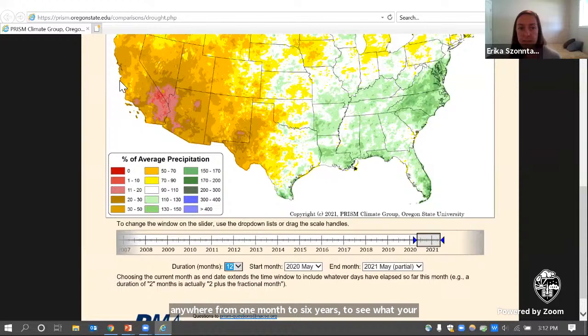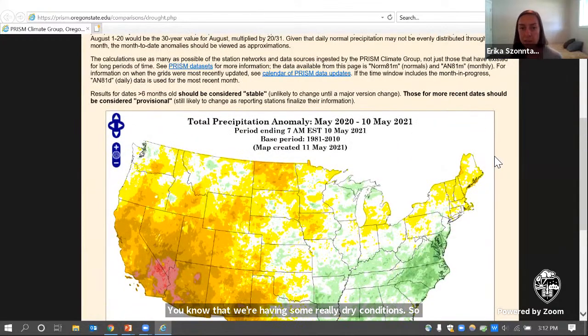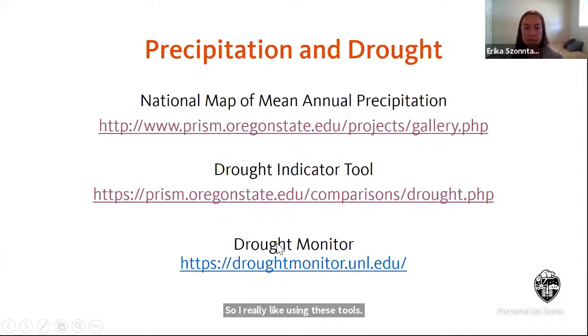And it's not surprising to see in the West that we're having some really dry conditions. So I really like using these tools, and I hope that you'll like using them as well. And then this last one is a drought monitor from the University of Nebraska-Lincoln, and it wasn't working earlier this afternoon, so I'm not going to try it now.